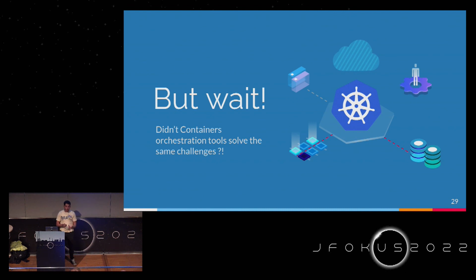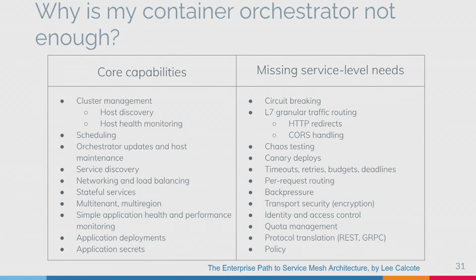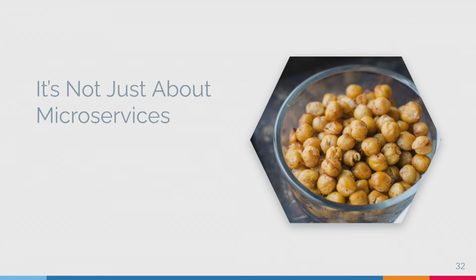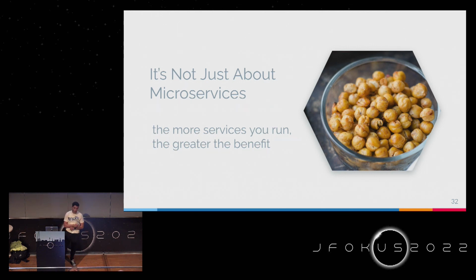However, service mesh tries to answer some needs that are not present and not answered by orchestration tools. So this table tries to highlight the core capabilities of containers and orchestration tools, and the missing service level needs that the service mesh is actually trying to answer. And another thing to mention is it's not only about microservices. Monolith, non-distributed applications will be around for a long time, and service mesh, and that's the promise, will help in their modernization by providing facets to onboard your legacy applications into your mesh. But keep in mind that the more services you run, the greater the benefits of using service mesh.